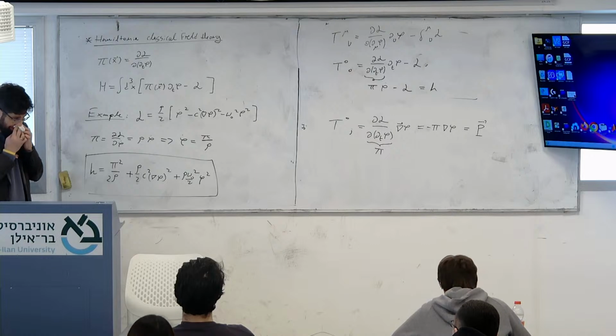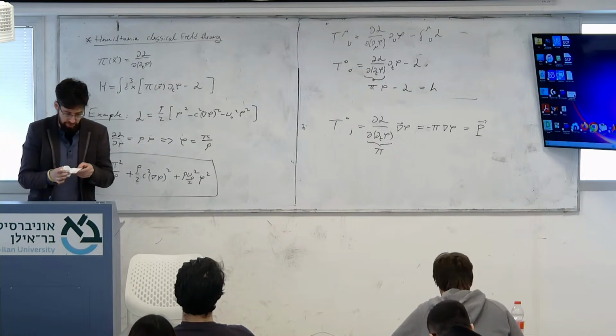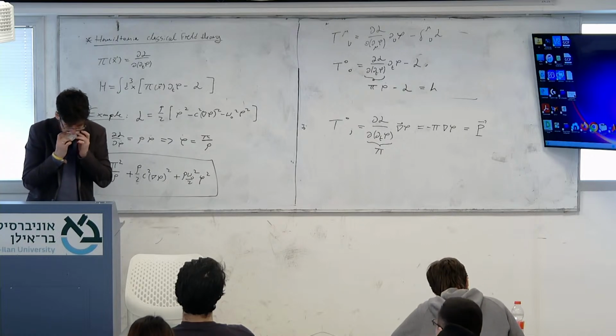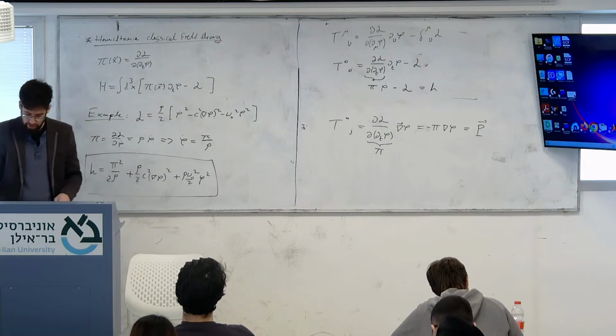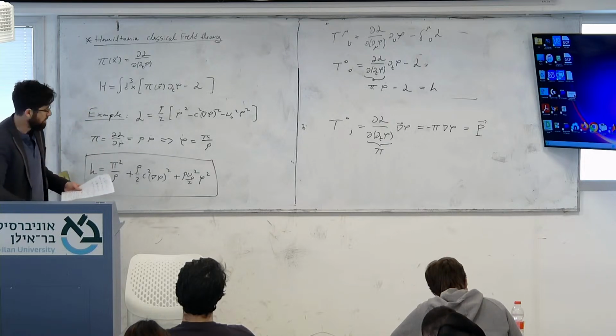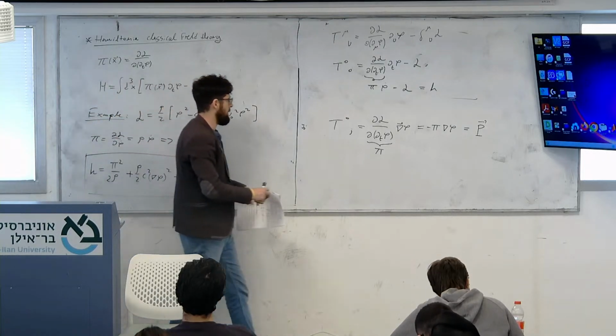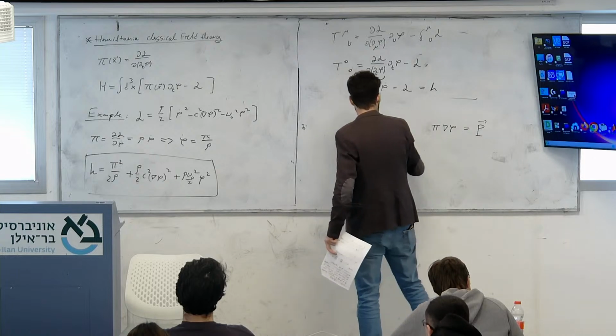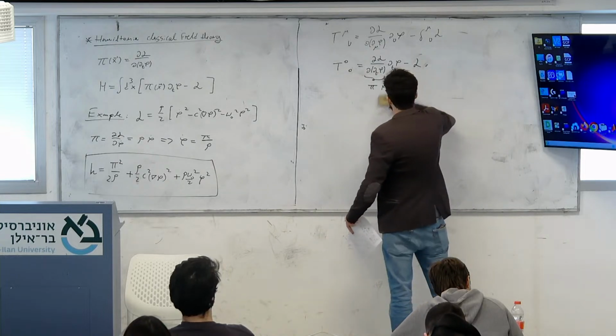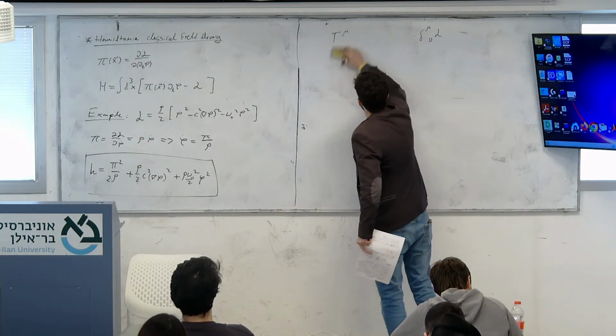Now, everything we did up to now was just a reminder of classical field theory. Okay? And all the theories we took were very simple and quadratic. Now what we're going to do is we're going to quantize this Hamiltonian.